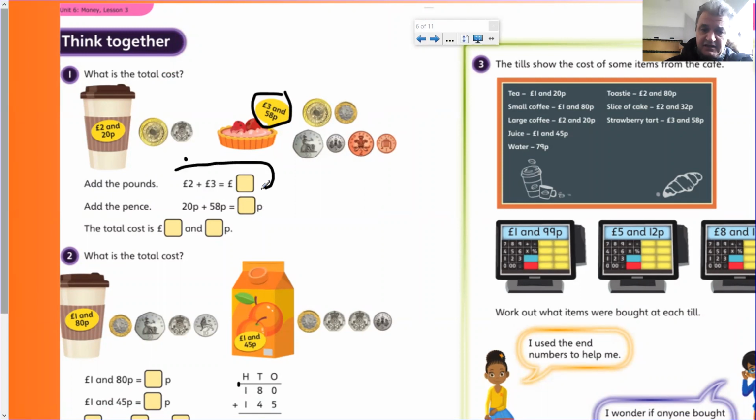Okay, I'm partitioning the pounds up. So I've got £2, add the £3, which gives me £5. Then I'm taking the pence. I've looked at these pence. I know they're going to be under £1. 58 add 10 would be 68, add 20 is 78. I'm doing that in my head. So I end up with £5.78. Happy with that? Okay, that's an easy one, isn't it?